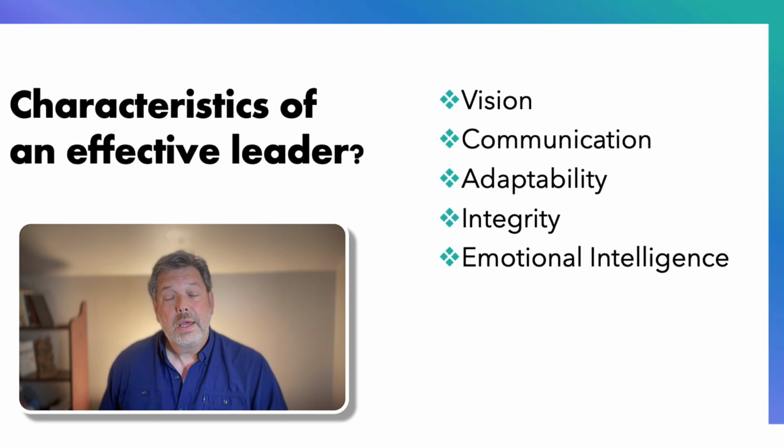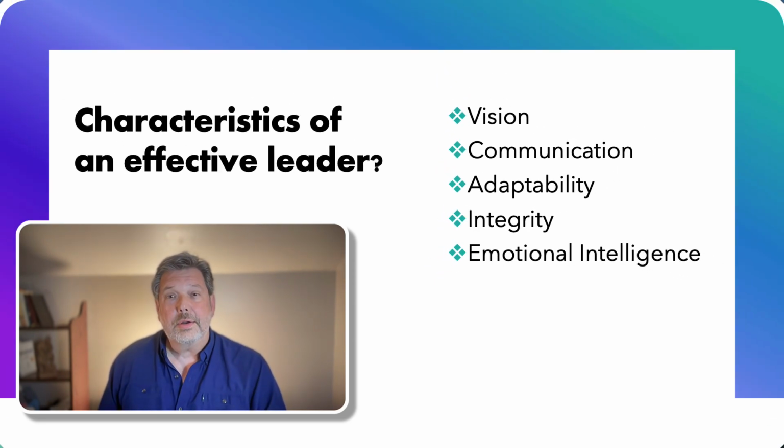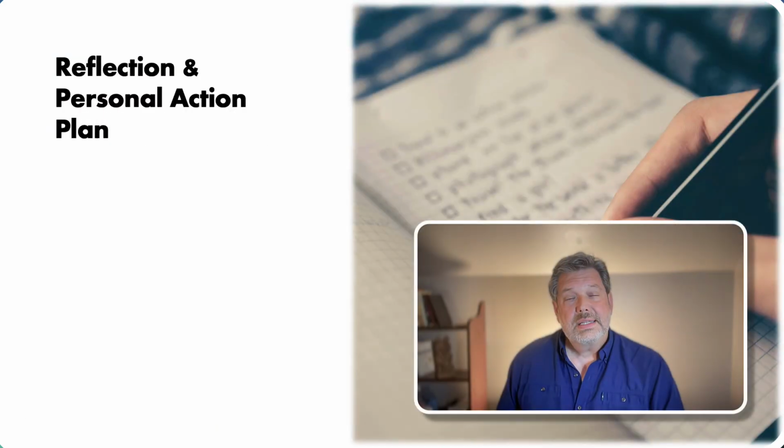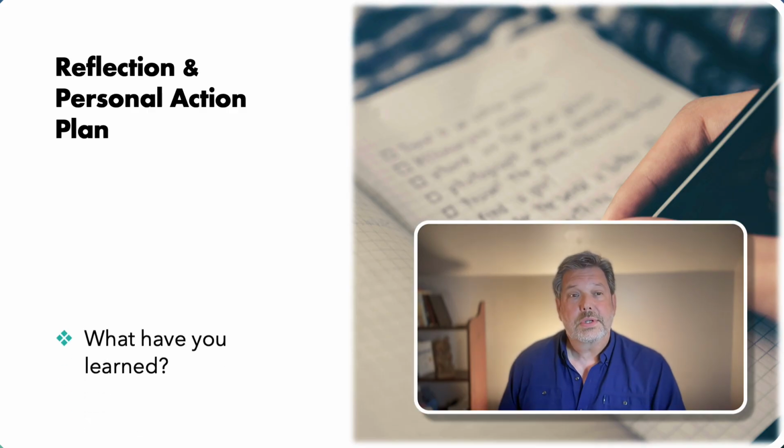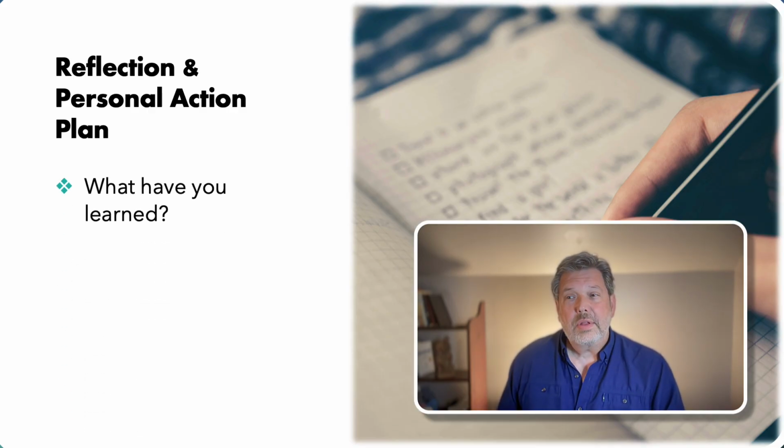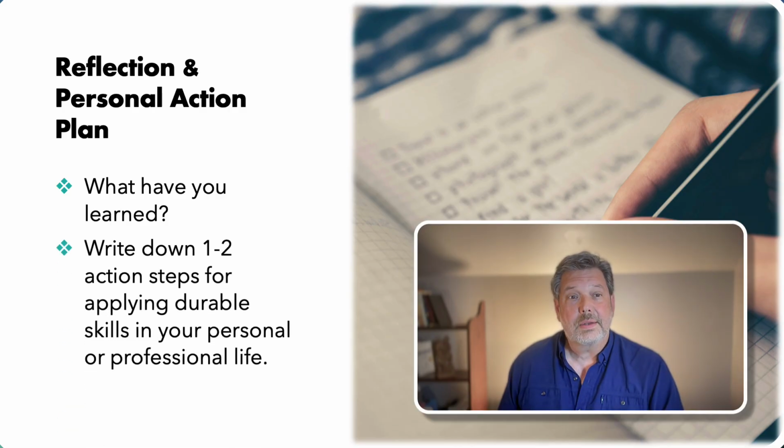So when you take all of these things together, what I want you to do is just take a little bit of time to reflect on what you learned in these videos. What have you learned? Write down the things that you've learned. Jot down some notes and see the areas that you need to work on, the things that struck you as you went through this, the important things for you to focus on. And then write 1 or 2 action steps on how you can apply durable skills to your life, either your personal life, your life at school, your profession. Write down some action steps that you can take and then look at those.